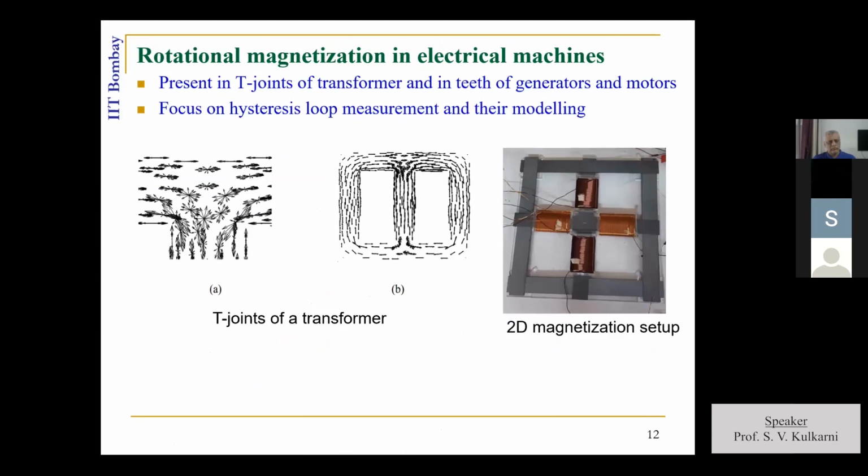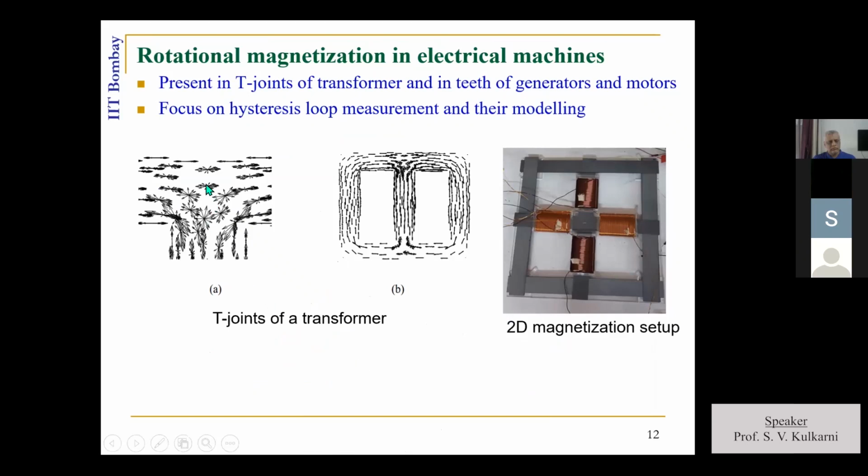And then there is one more special topic called rotational magnetization, which happens in transformers and rotating machines, motors particularly, because of the superimposition of three-phase fluxes.